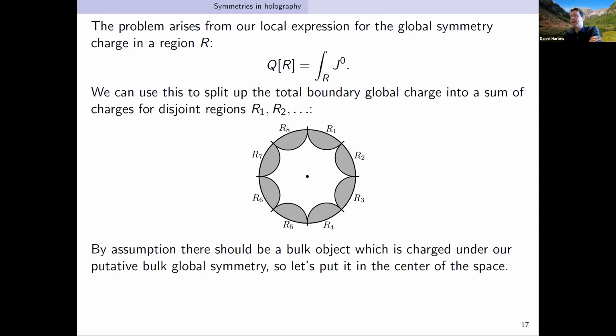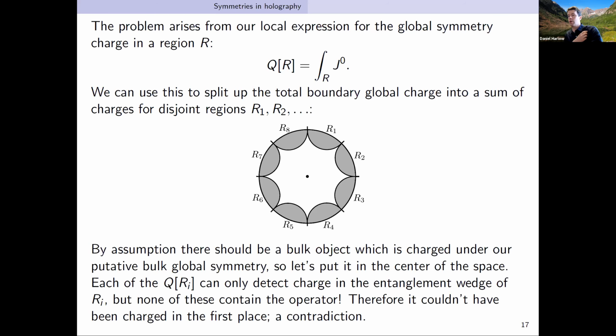Now, by assumption, there should be an operator, a bulk local operator, which is charged under the global symmetry. Otherwise, well, that was part of the definition. We needed it to act faithfully on the local operators. And so we can put this operator that's charged in the center of the space.